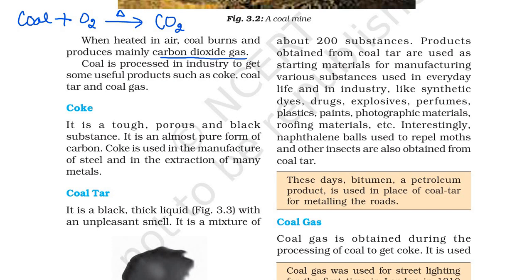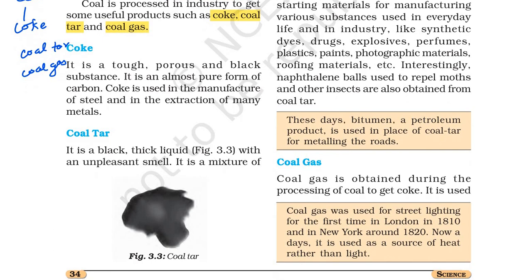Now, coal is processed in industry to get some useful products. What useful products do we get? We get three things: coke, coal tar, and coal gas. One of them is solid, one is a liquid, and one is gaseous in nature. So the first one is coke, which is tough.